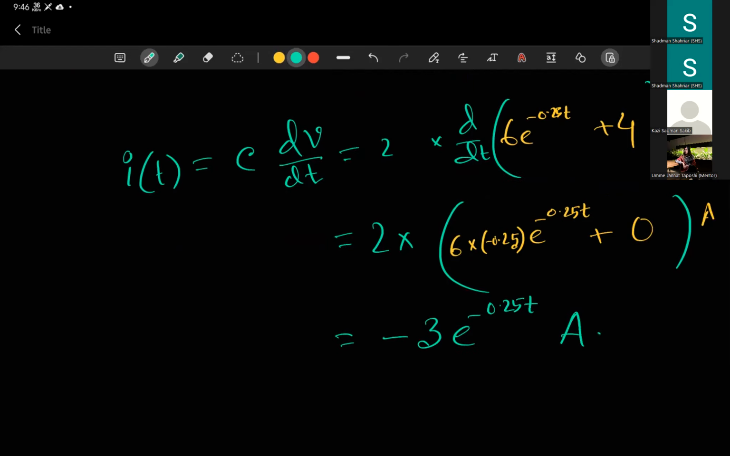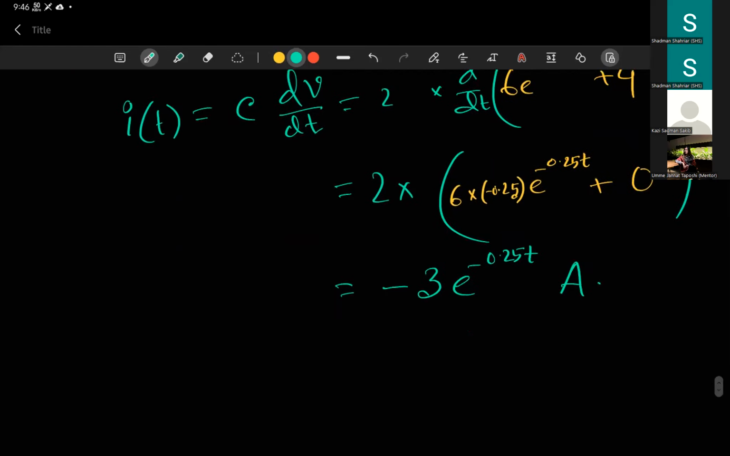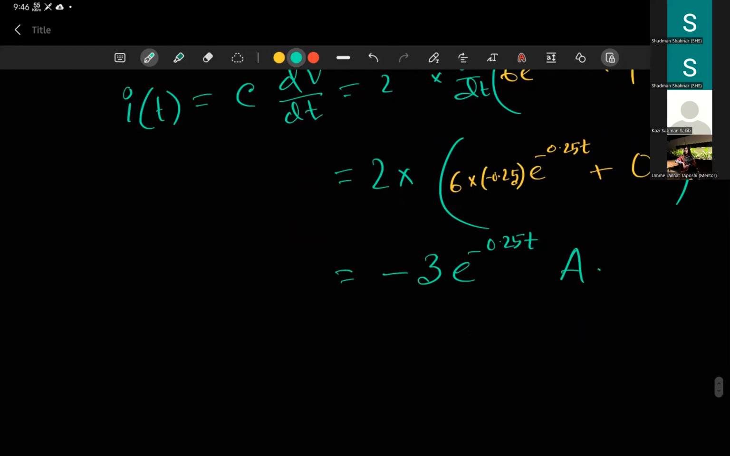If you are trying to draw this again, just do this. I0, what's the value of I0? I think someone's mic is turned on. Kaji Sadman Sakib, can you please turn off your mic?